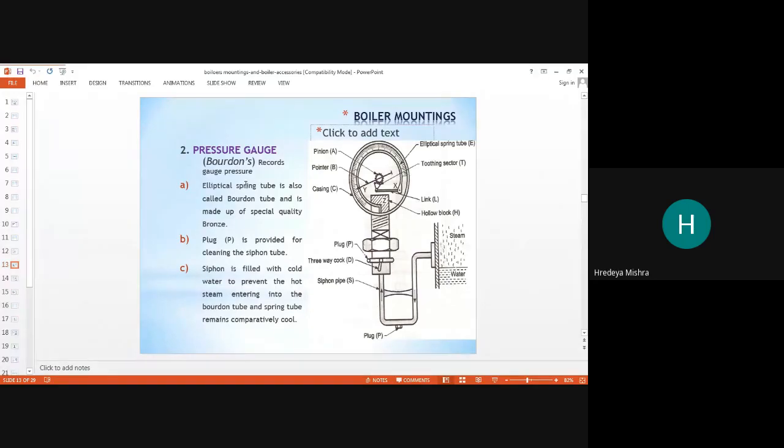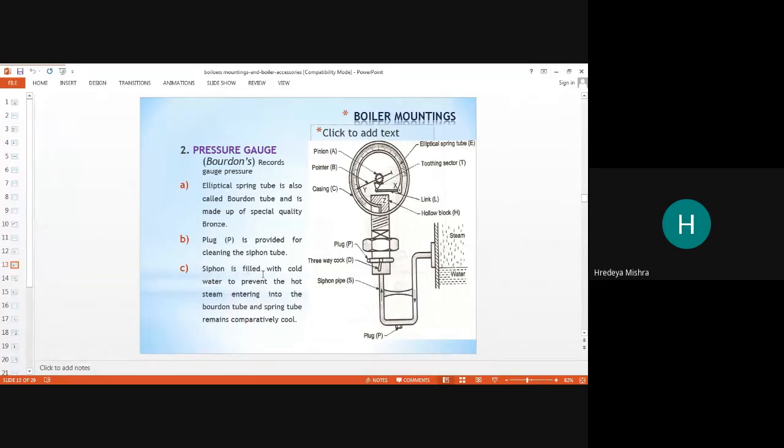So see the working. The epicyclic or elliptical spring tube is also known as the bourdon tube, and it's made of a special quality of bronze. Plug P is provided for the cleaning of the siphon tube. These are the tubes where the material is filled.